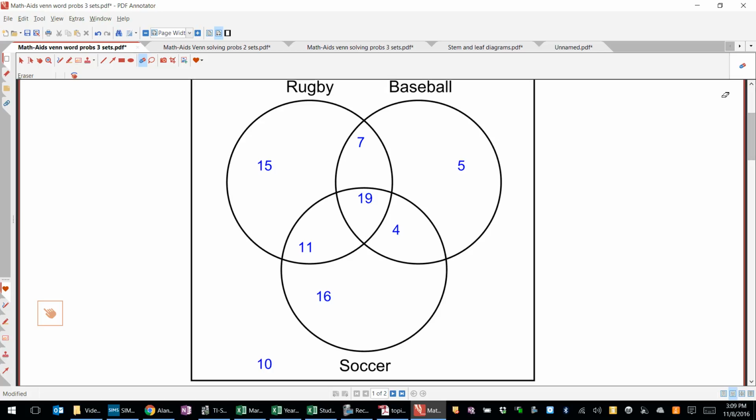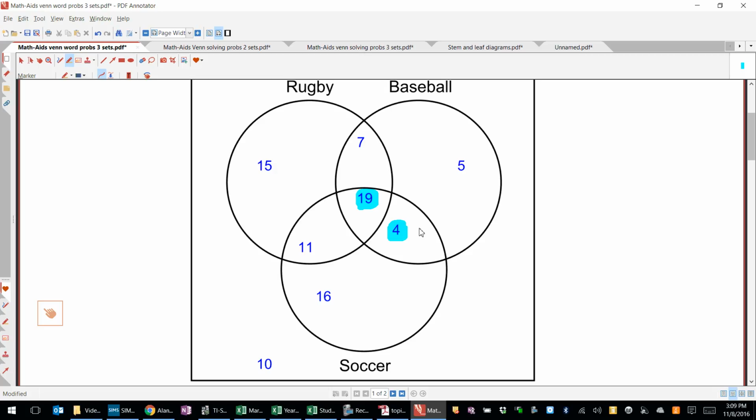How many students only like soccer? 16. That's a nice easy one. How many students like baseball and soccer? 4. Baseball and soccer, that's them. 23.